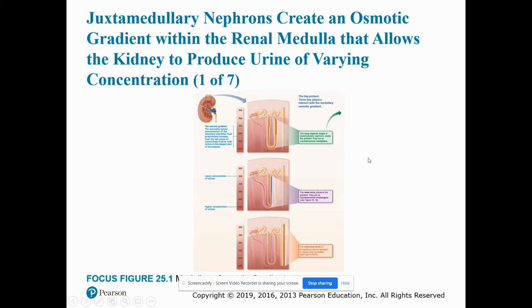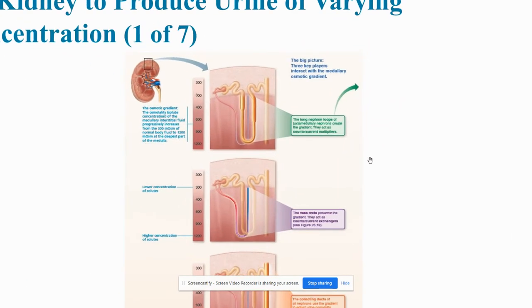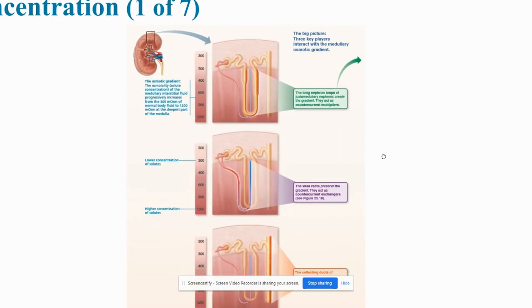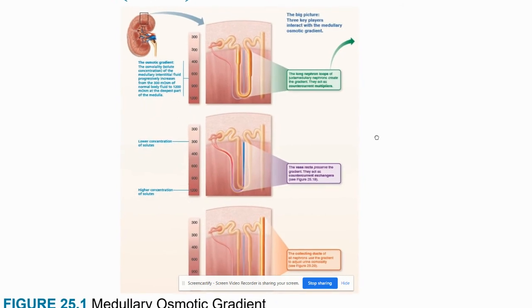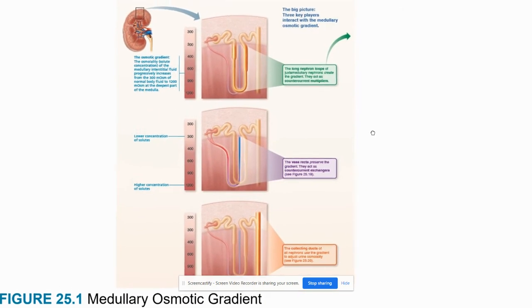So this is showing the 3 key players that interact with the medullary osmotic gradient. And we're going to talk about all this in much more detail. So we have the long nephron loops of the juxtamedullary nephrons, which are going to create the gradient. So we're looking at these here. This is going to create the gradient.